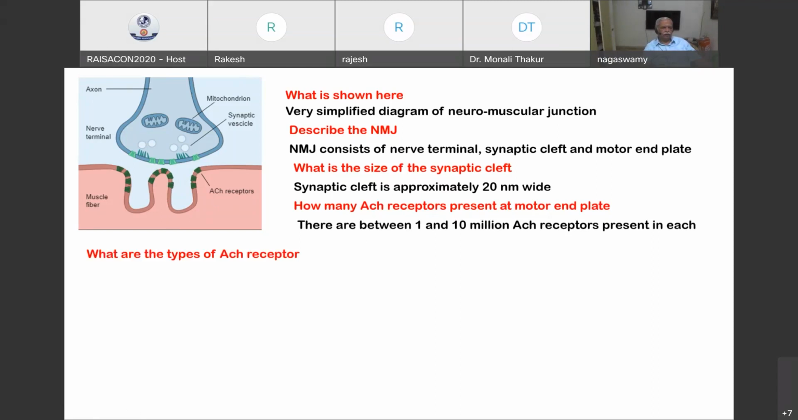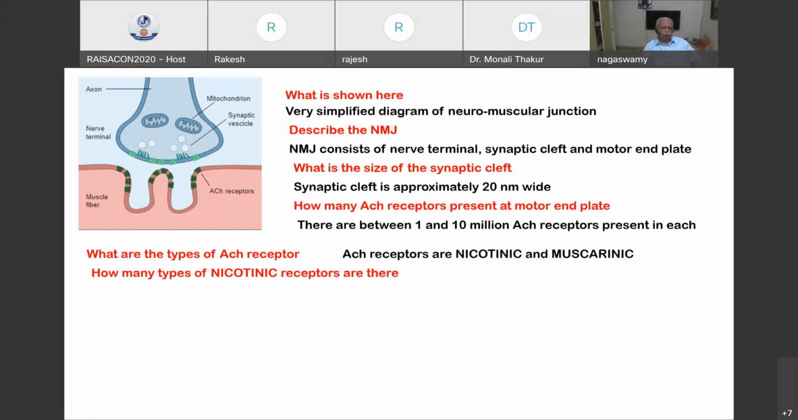What are the types of acetylcholine receptors? They are nicotinic and muscarinic. Of course, subgroups of muscarinic are also there, that we call muscarinic 1, 2, 3, 4, 5, like that. Some isoforms are there. And what types of nicotinic receptors? There are 3 types: pre-junctional, post-junctional, and extra-junctional nicotinic receptors.